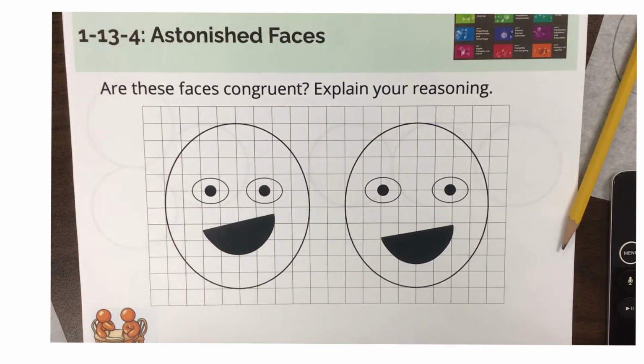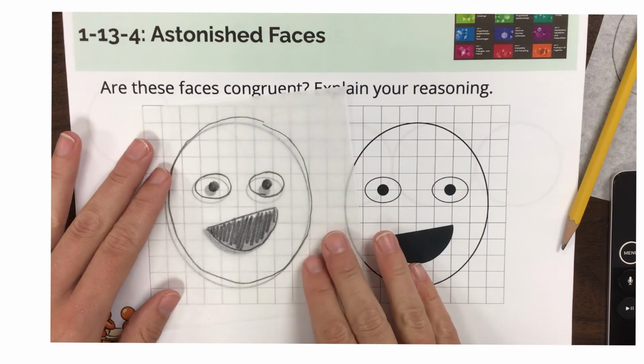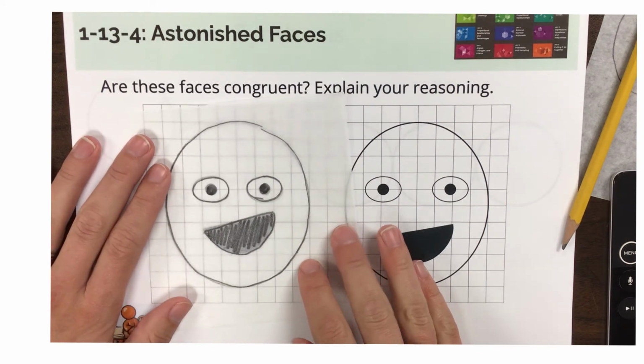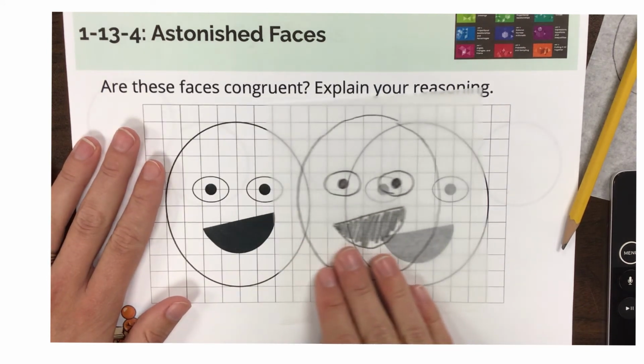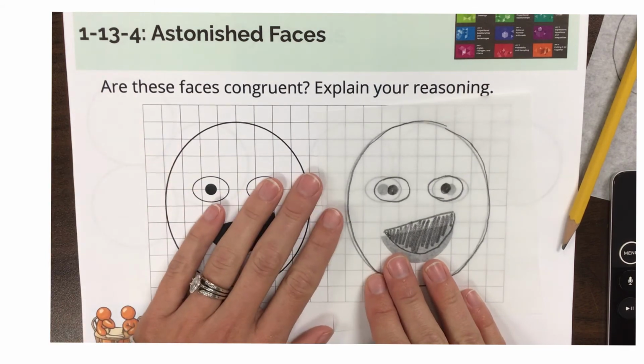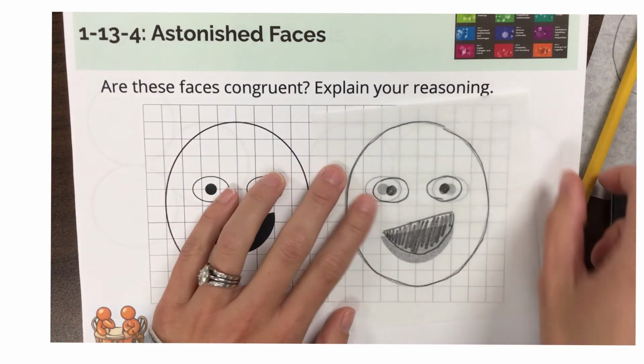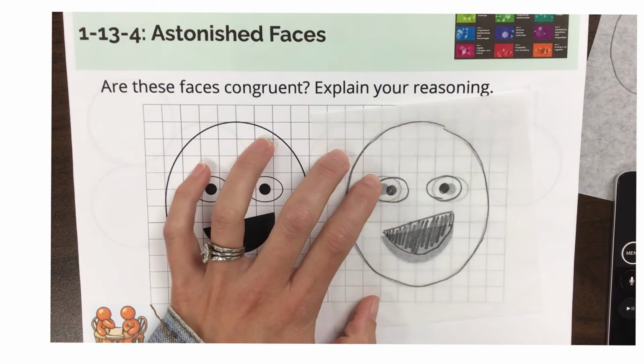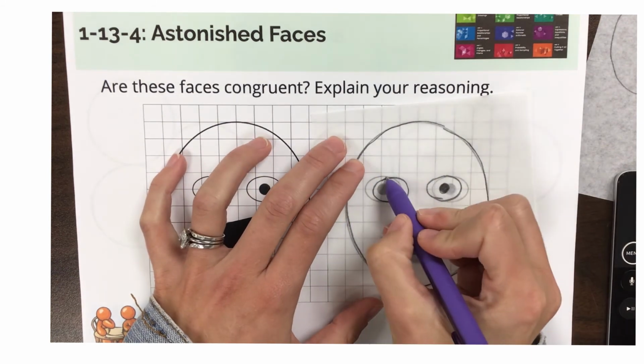Okay, we're supposed to determine if these spaces are congruent and explain your reasoning. So I have traced on my patty paper right here this first object. I am going to translate it over and see if they line up. And it looks like, I'm going to use my pen. It looks like they line up.